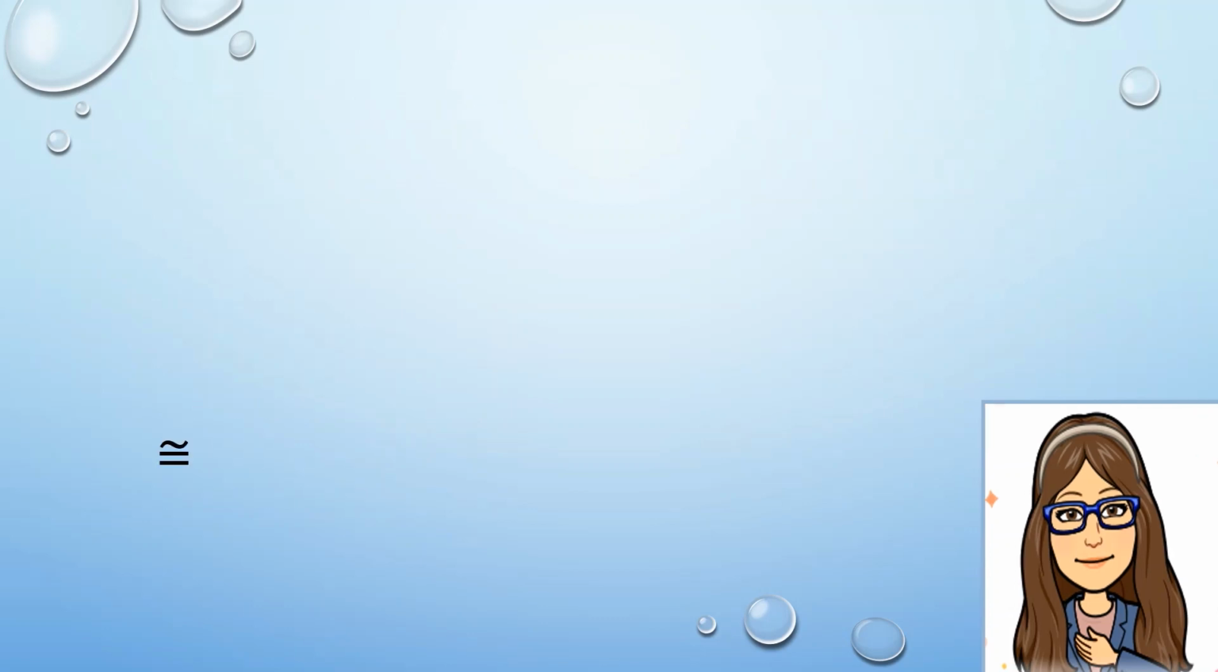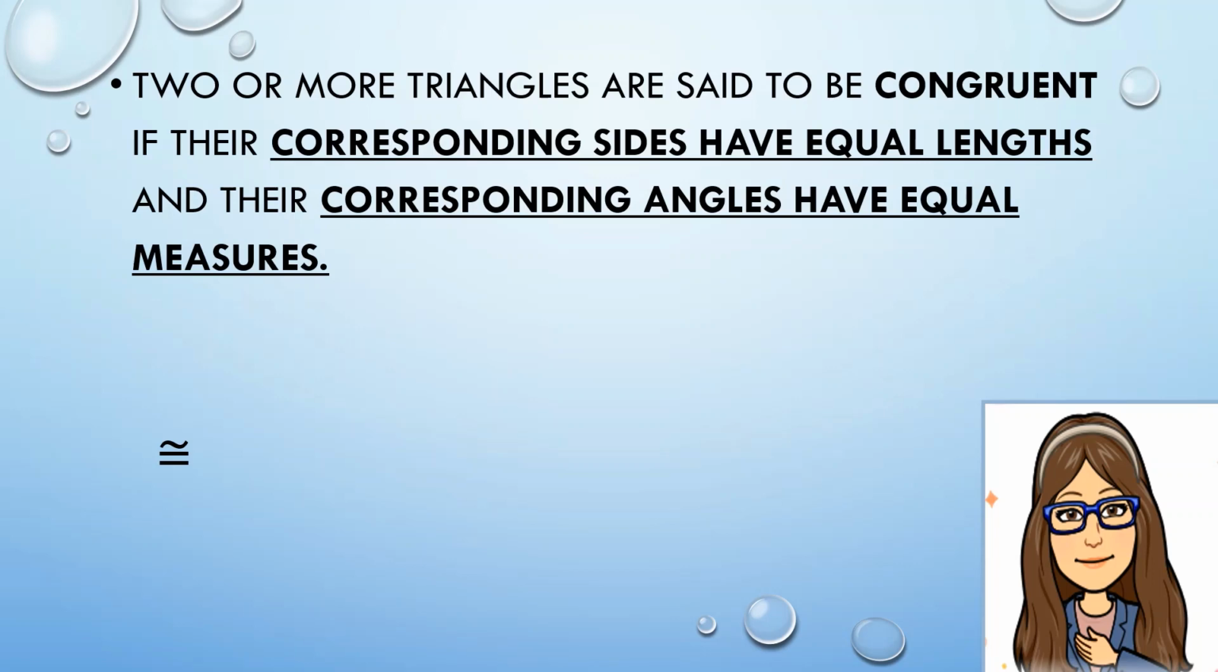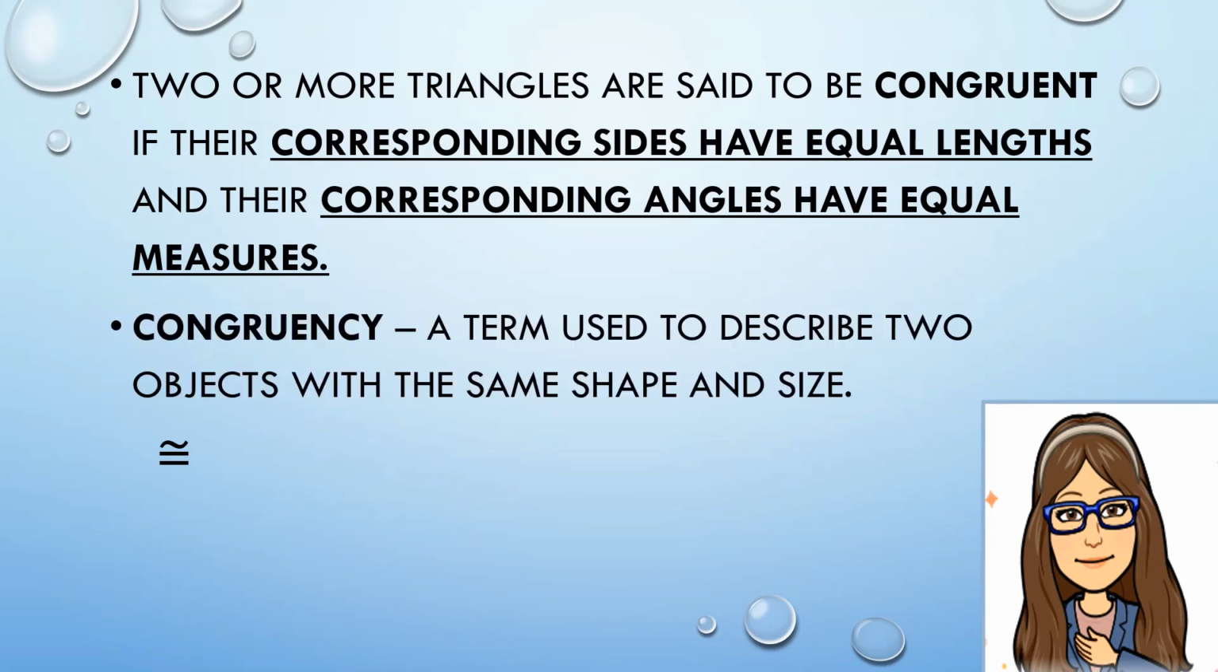In illustrating triangle congruence, we have to remember these important ideas. Two or more triangles are said to be congruent if their corresponding sides have equal lengths, and their corresponding angles have equal measures. Congruency is a term used to describe two objects with the same shape and size. This is the symbol for congruency.